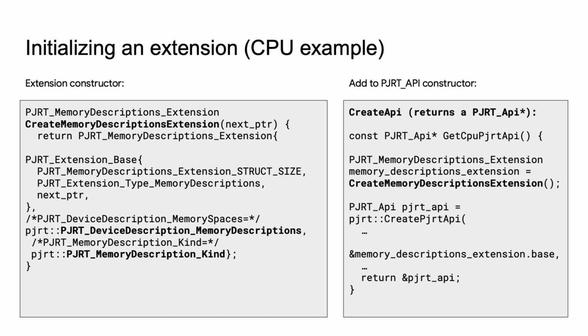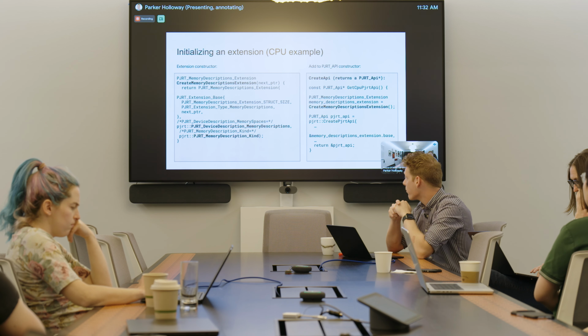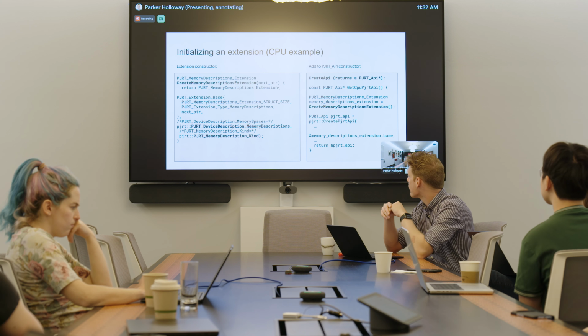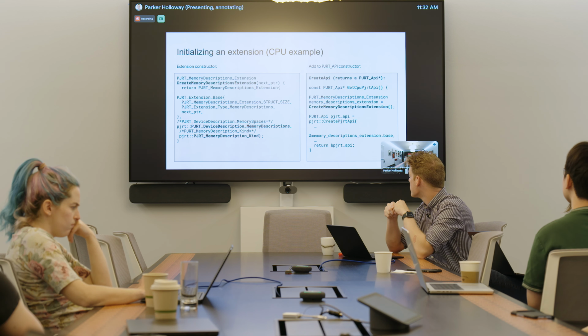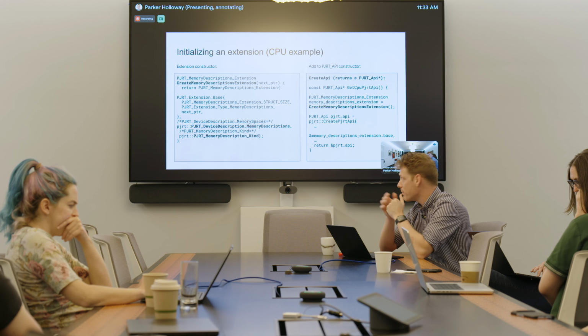So this is providing kind of generic additional functionality for the plugin. And then we can see how it's used here on the right. We've added this create memory descriptions extension to the get CPU PJRT API. So that function that returns our PJRT API is also going to call this function that initializes the extension, and then it's going to stick it into that linked list at the beginning of the PJRT API struct. And then we have our API.